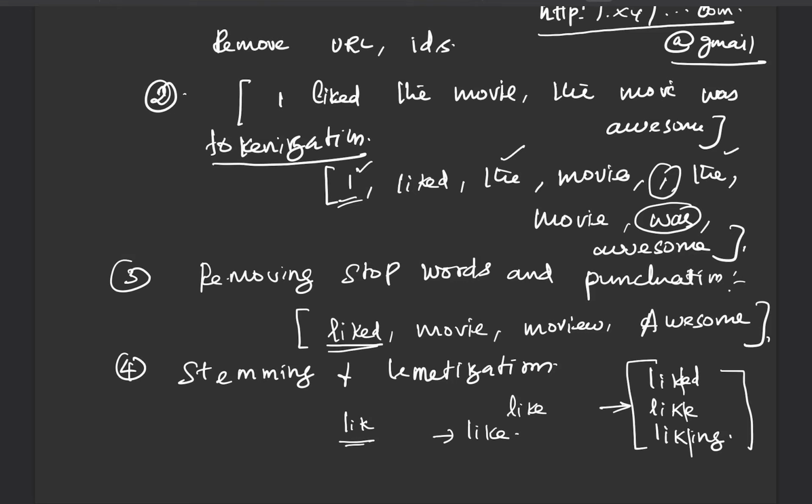So the stemming would do this part, and lemmatization would do this part. So convert into human readable word. But in some models, we do not worry about this lemmatization. So in our sentiment analysis, what is our goal? Our goal is to predict the sentiment of any sentence.